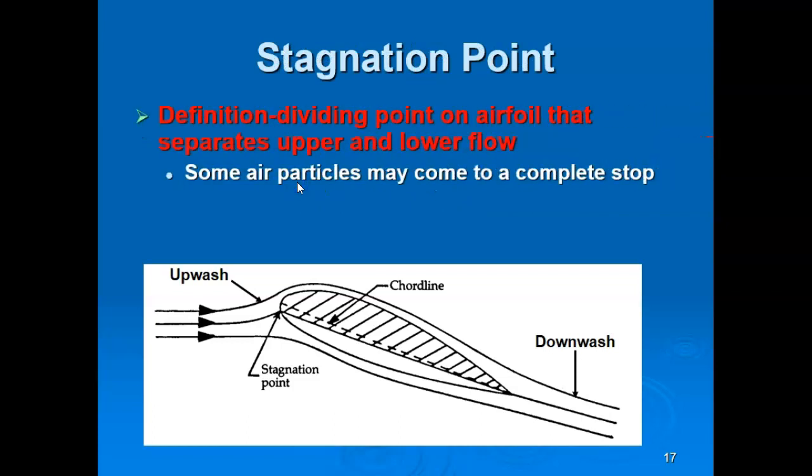The stagnation point is the dividing point at the leading edge of the airfoil between the upper and lower flow of air. So this is the point at the leading edge of the wing where the air either separates and goes over the wing or goes under the wing. And the stagnation point can also stop air particles from moving altogether. So some air particles in the stagnation point come to a complete stop.